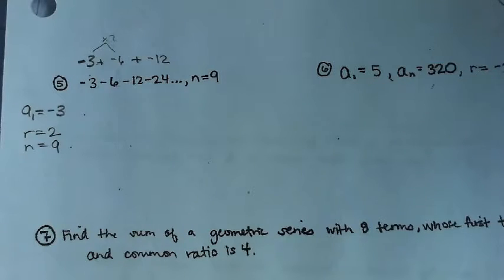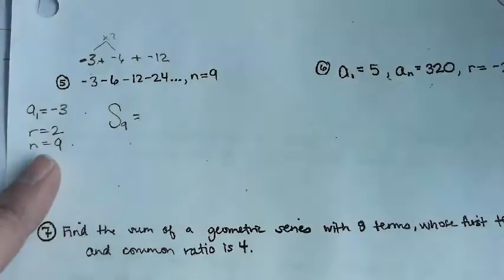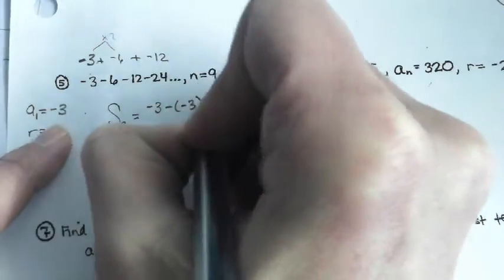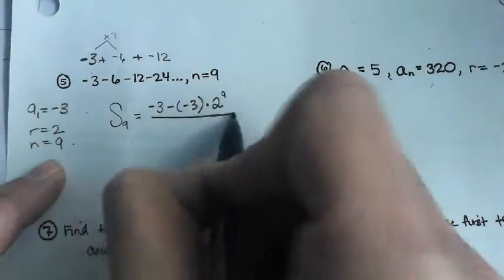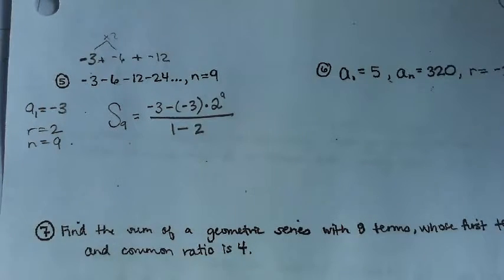Okay, so Connor, back to your question. If they present it in this way, and you only knew that method, you'd have to write your own sigma notation, which to me is not going to be easy for you, and then use your calculator. This just allows the formula. So S sub 9 equals A sub 1, which is negative 3, minus A sub 1, negative 3, times R, 2 to the 9th power, over 1 minus 2. I'm just plugging in what I know to my formula.